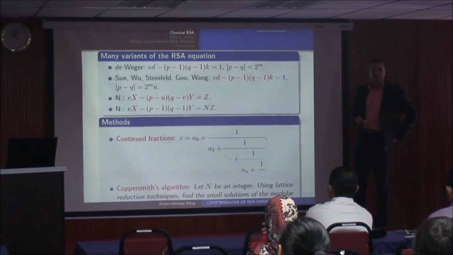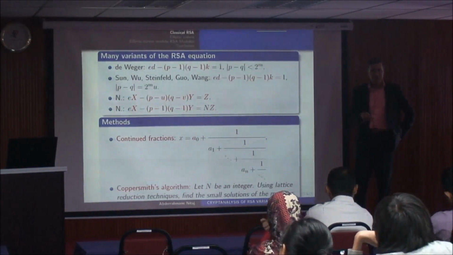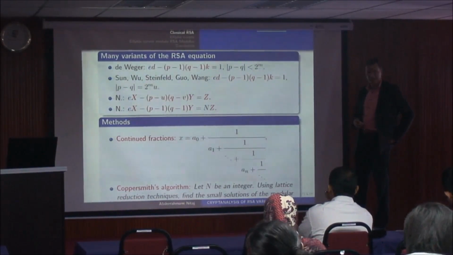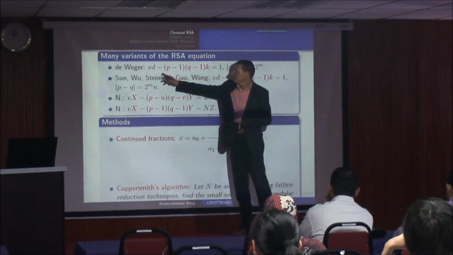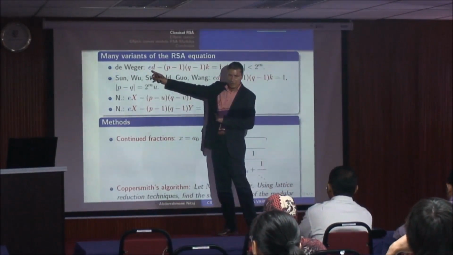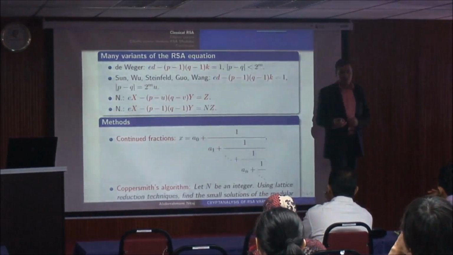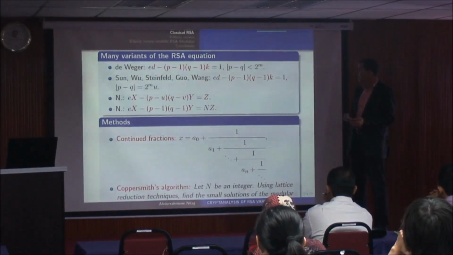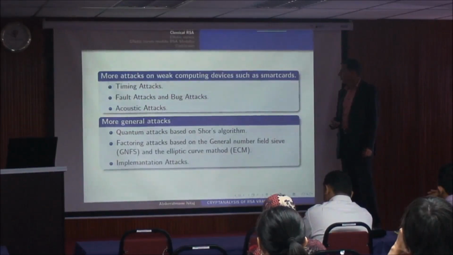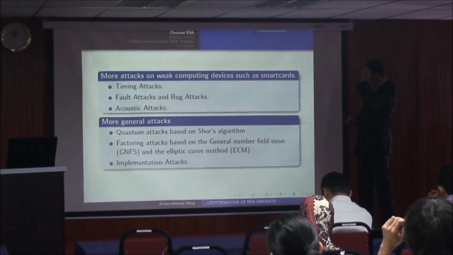There are other extra conditions that we can use to attack the RSA algorithm. For example, we can use the Chinese remainder variant of the RSA equation, or we can consider many equations like this when we are given e1, e2, e3, and so on. Then we can combine many key equations in order to solve the system of equations and break the system in some situations. So there are more attacks on weak computing devices such as smart cards.